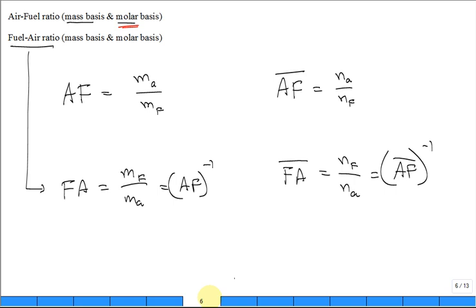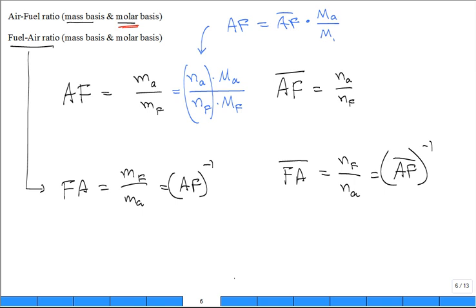How would I jump between the mass basis and the molar basis? Well, is the mass of air equal to the number of moles of air times the molar mass of air? And is the mass of fuel equal to the number of moles of fuel times the molar mass of the fuel? So what we find is the air to fuel on a mass basis is the air to fuel on a molar basis times the molar mass of air divided by the molar mass of fuel.